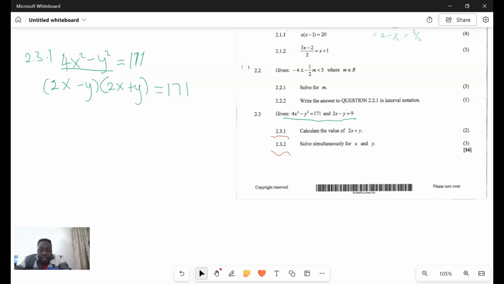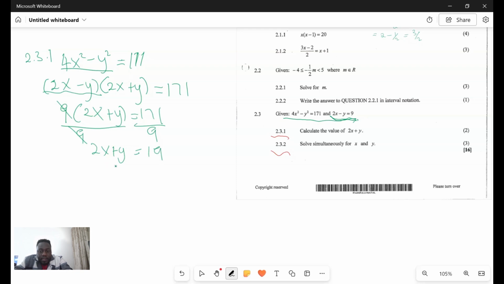Now let's look at what is given here. We are given that 2x minus y is a 9. So it means where there is a 2x minus y, let's replace with a 9 into 2x plus y equals to 171. So let's divide the 171 by 9 and see what we get. So dividing both sides by 9, you'll have 2x plus y equals to 19.